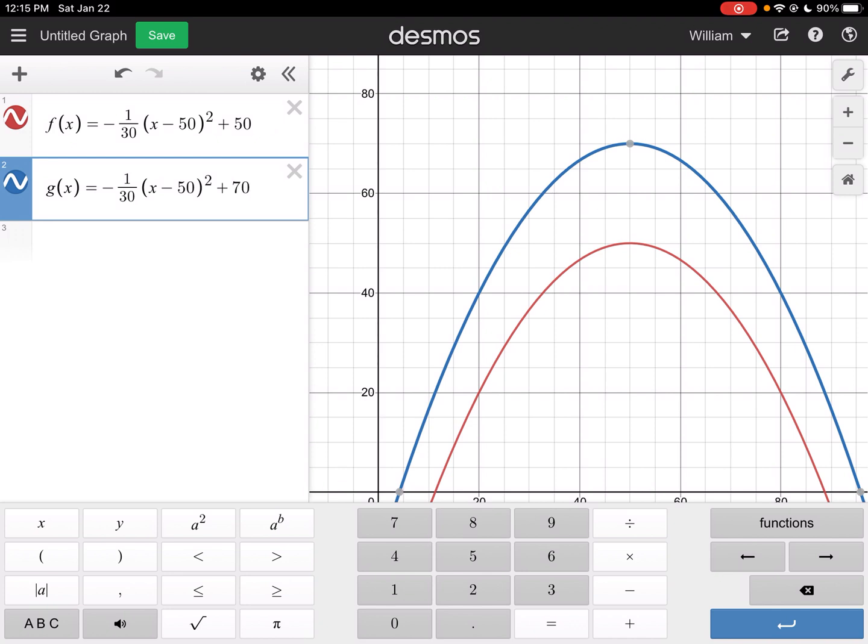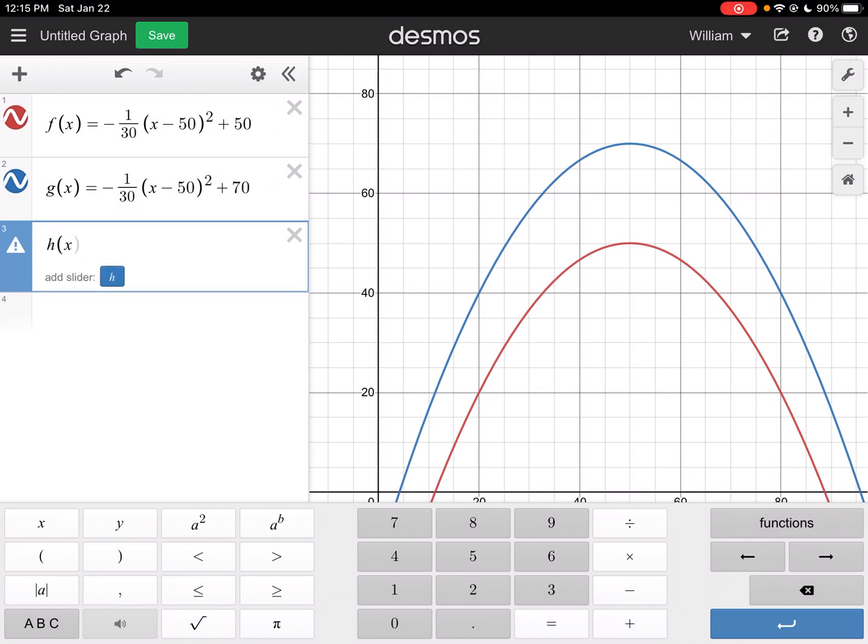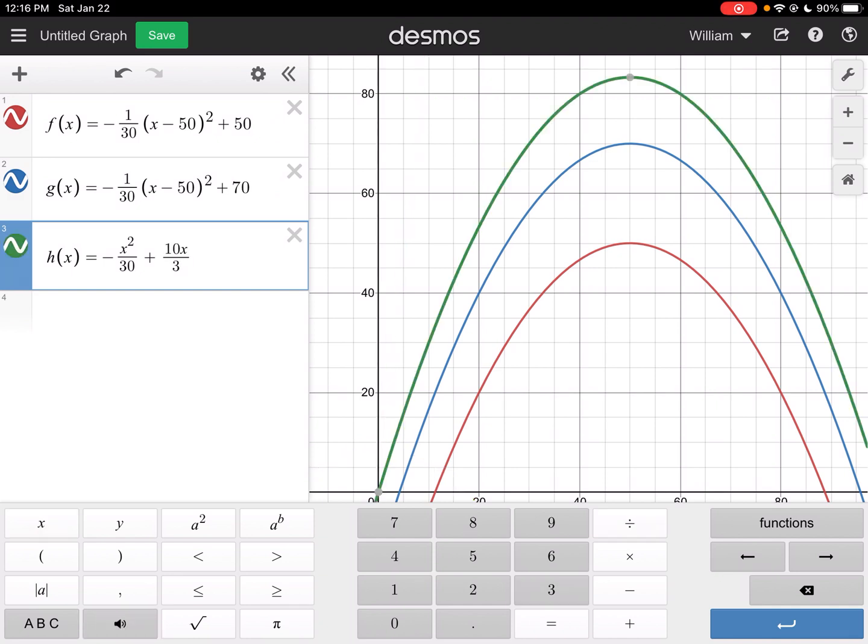Now, just to show you, if we go back to our original problem, I want to show you that my first graph is the same no matter what. So I'm going to say h of x. I'm going to write my original function here just so you can see it's the same, because I think it's kind of neat to see that. So h of x equals negative x squared over 30 plus 10x over 3 minus 100 over 3.